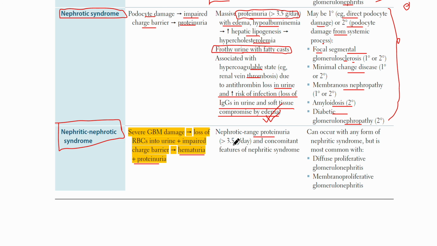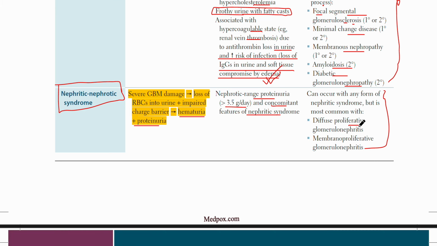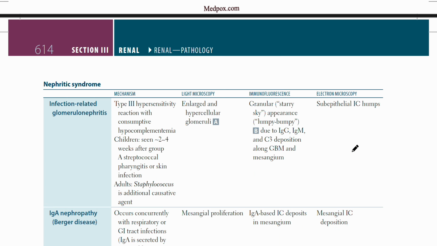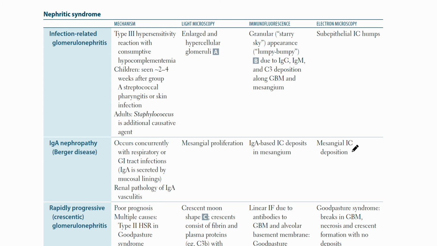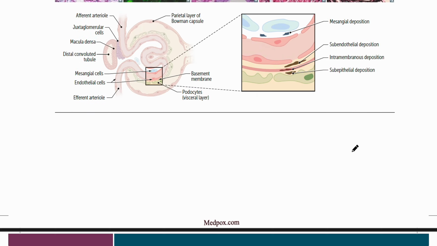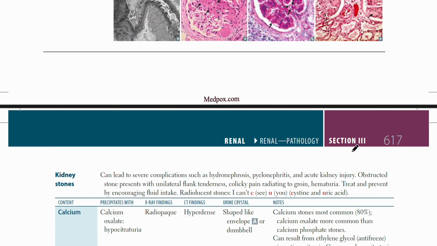Nephrotic proteinuria is there, greater than 3.5 gram per day, and concomitant features of nephritic syndrome are there. This occurs in any form of nephritic syndrome, but is most common with diffuse proliferative glomerulonephritis and membranoproliferative glomerulonephritis. That is it. So let's talk about each of them. Beginning with nephritic syndrome, and then we'll talk about nephrotic syndrome, and that is how we wrap up our class for today.